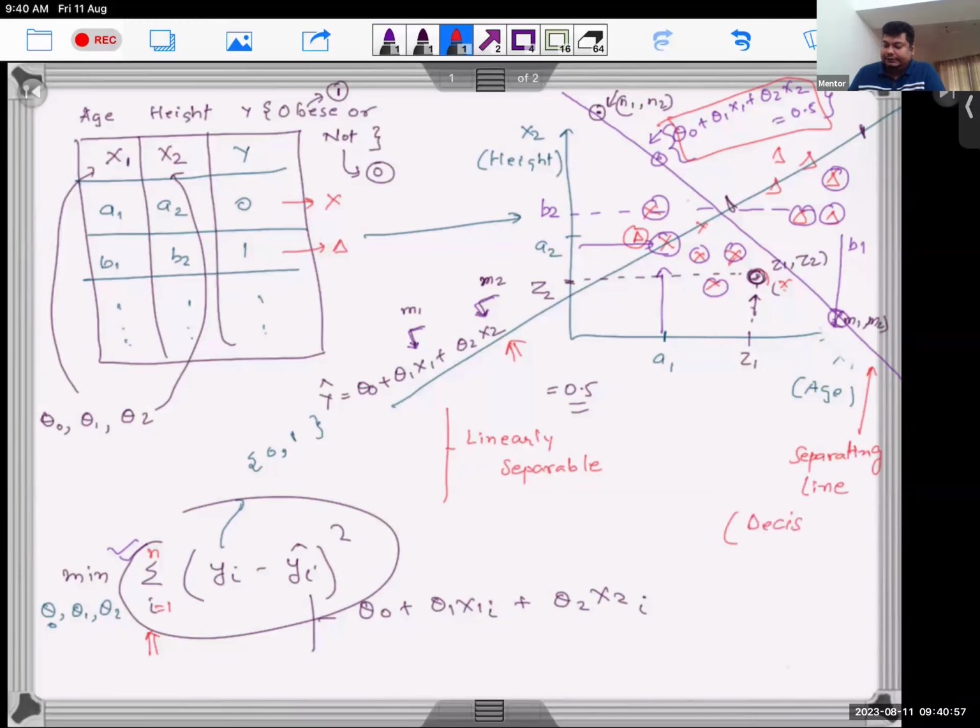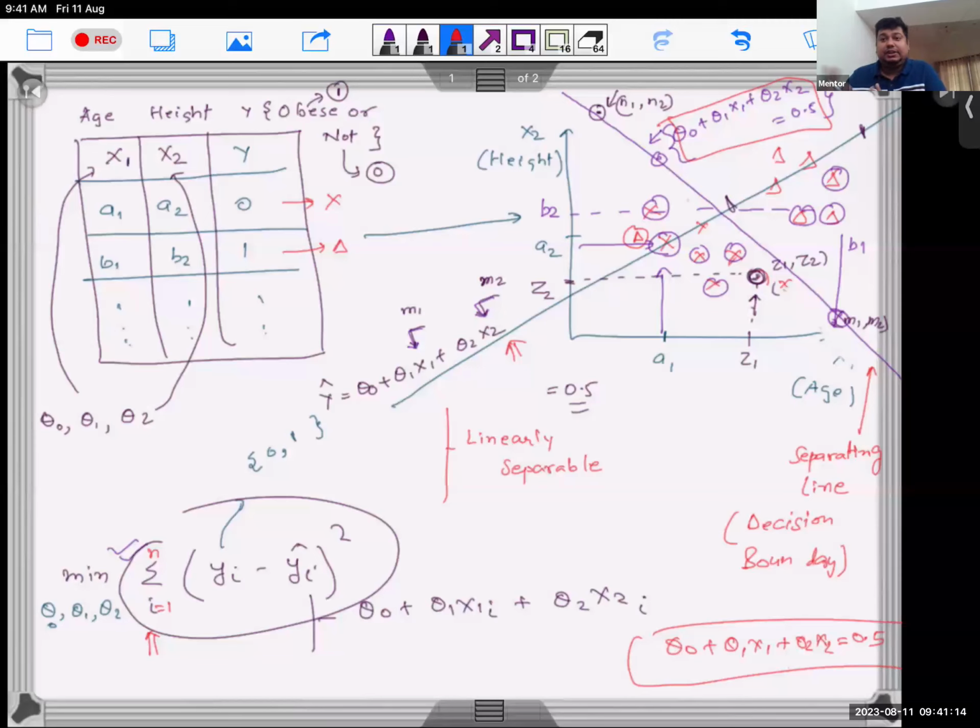This separating line is also called a decision boundary. And what is the equation for this? Theta naught plus theta 1 x1 plus theta 2 x2 equal to 0.5. Keep this in mind. Sometimes, if an interviewer goes very deep, they can ask you the equation of this line. If you have a d-dimensional data set, theta 3 x3 plus theta 4 x4 plus theta 5 x5 equal to 0.5. The equation will not change. It will be equal to 0.5.